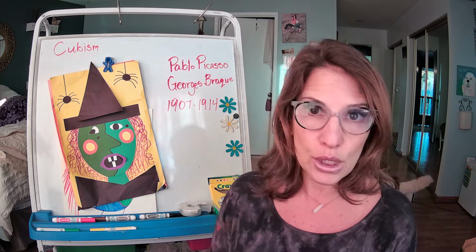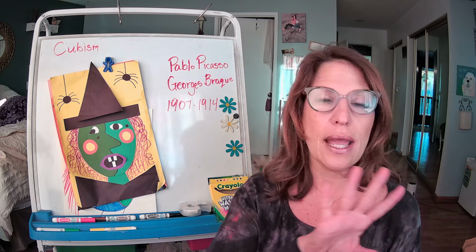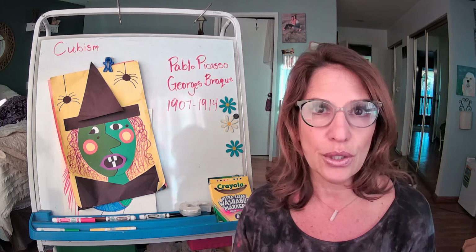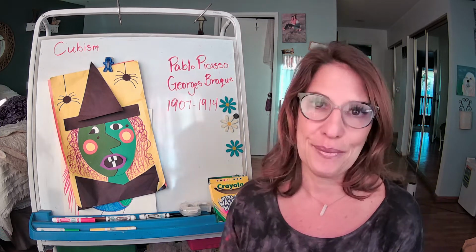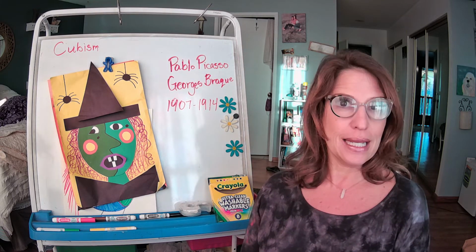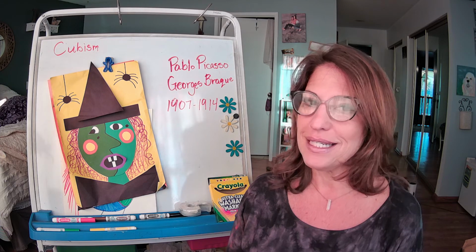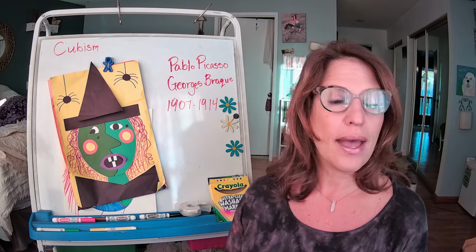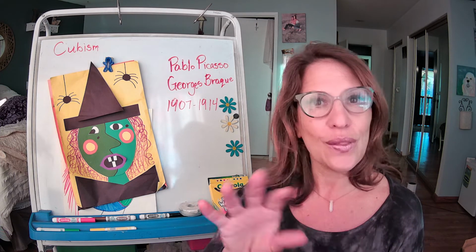Picasso had a blue period where almost everything that he painted was blue. And how do you think he was feeling at that time? That's right, sad. So he also had a pink period. And how do you think he was feeling when he did his pink period? Happy, in love, all those things.